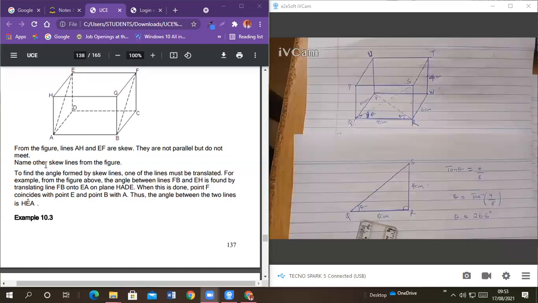So we can give names of other lines on this figure. I can give you another one. For example, AB and FC. This is vertical, this is horizontal. They don't meet and they are not parallel. Have you seen any other set of lines there?